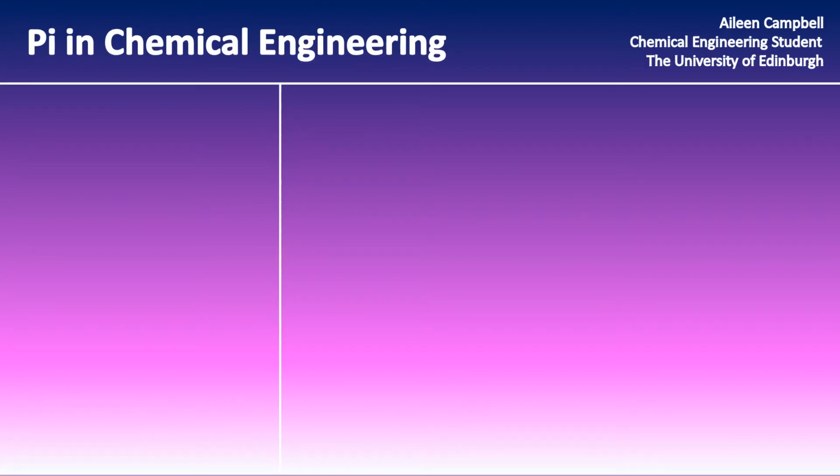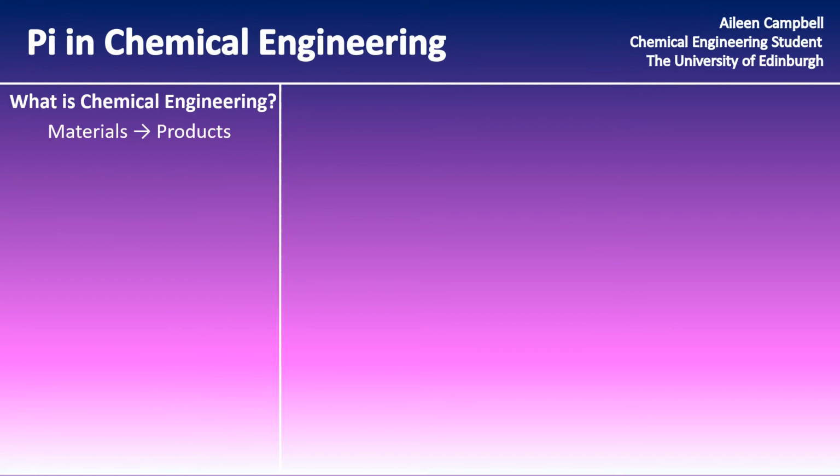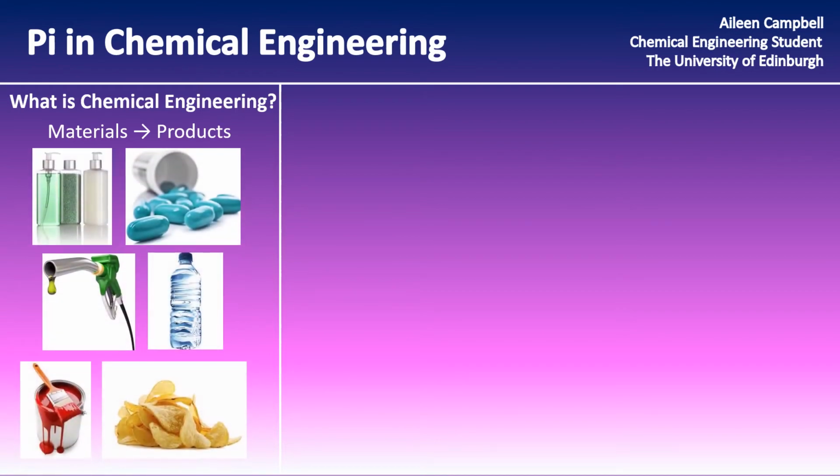Hi, my name is Aileen and I'm a final year chemical engineering student at the University of Edinburgh. I'm going to tell you today about how pi is used by chemical engineers. So the first thing to address is, what is chemical engineering? Well, chemical engineers design and operate processes to transform raw materials into products. This means that chemical engineers are involved in lots of the things that we use every day. For example, chemical engineers design processes for pharmaceuticals, water treatment, food and drink production, fuel, and lots more.